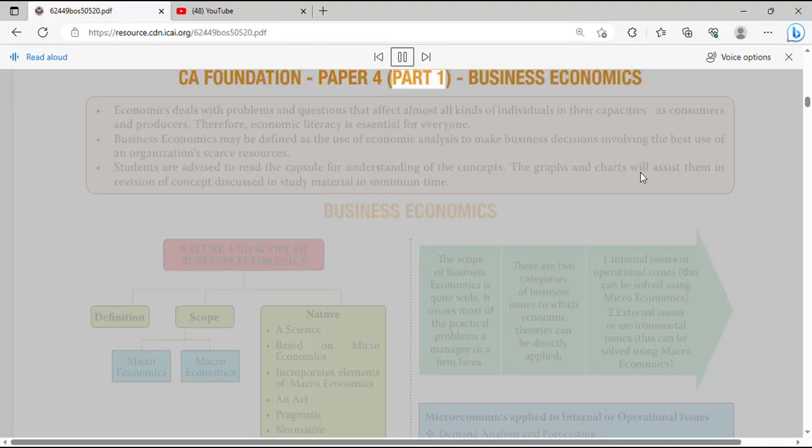Paper 4, Part 1, Business Economics. Business Economics.